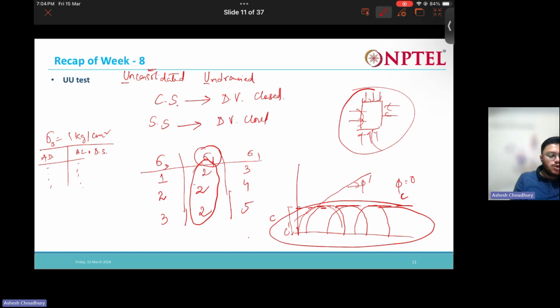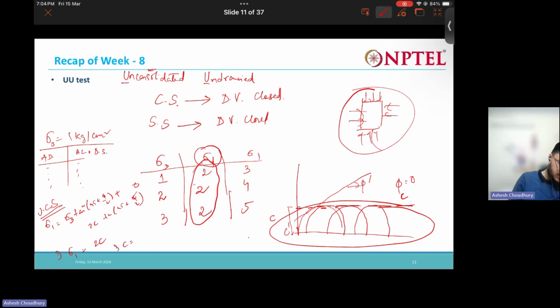So now we can do one more test from here, that is the unconfined compressive test. Unconfined compressive test means you are not applying the sigma 3 value. So if you write the basic equation, sigma 1 equals sigma 3 tan square (45 plus phi by 2) plus 2c tan (45 plus phi by 2), right? Now sigma 1 you are applying, sigma 3 is 0 and phi is 0, so it's 2c.